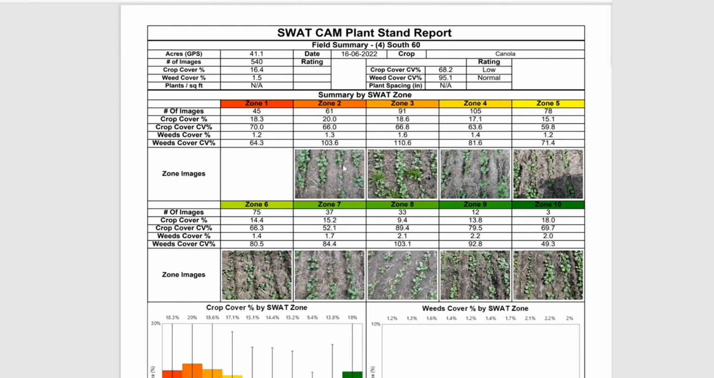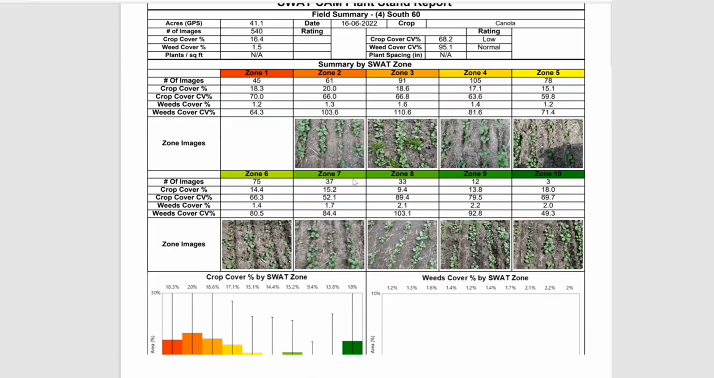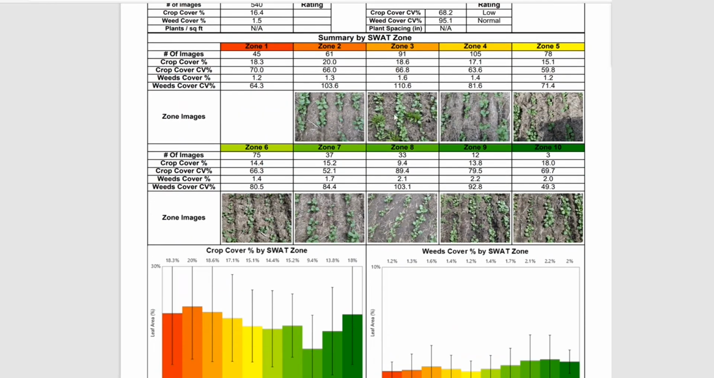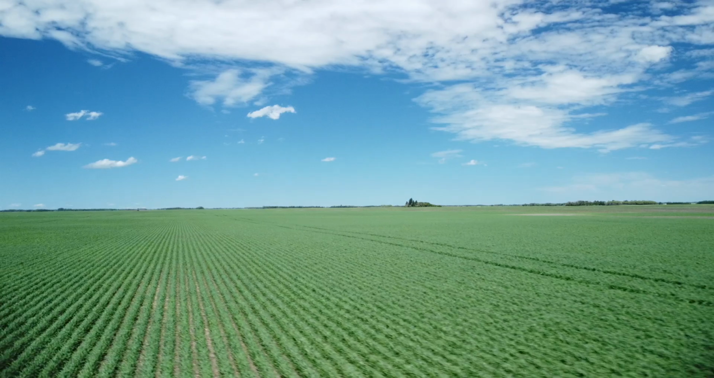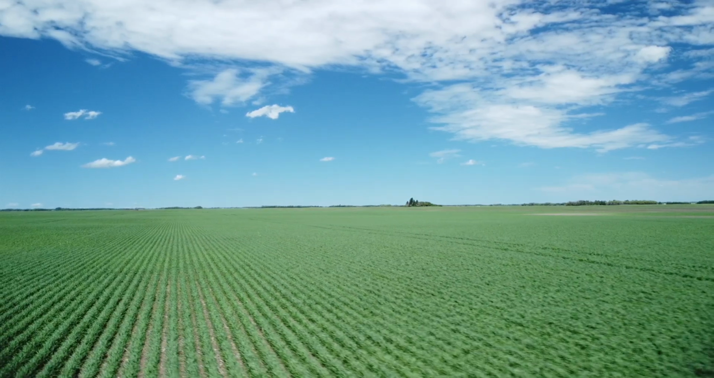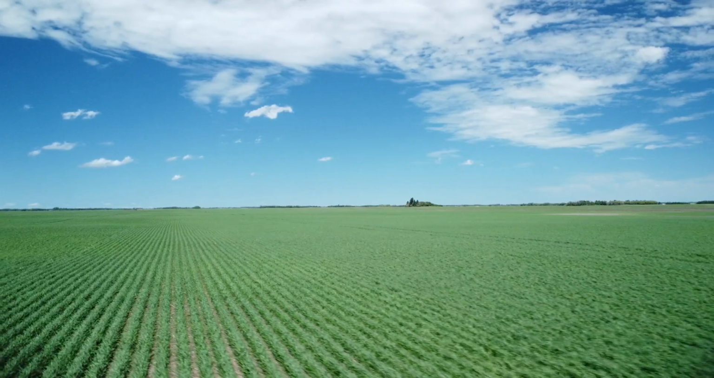The biggest thing when talking with our service providers is their biggest challenge is they don't have enough time, they don't have enough manpower. And I think that SWAT CAM addresses both those needs perfectly. They're able to get thousands of pictures of a customer's field corner to corner. They're able to do plant stand counts. We're able to take those plant stand counts, and if they've done variable rate seeding, they're able to compare those zones to see how they're reacting with each other.